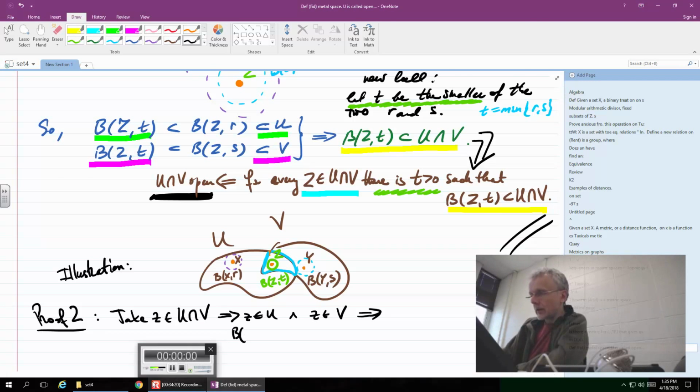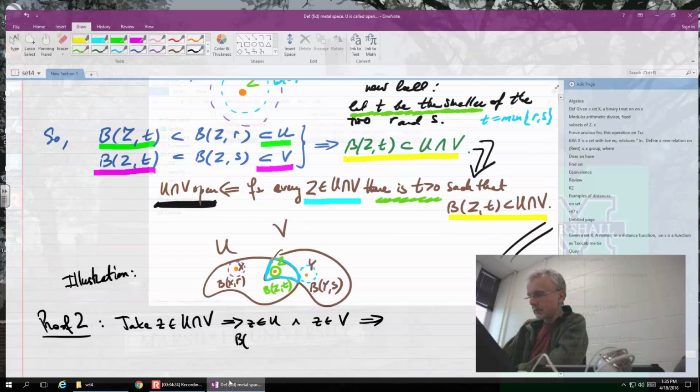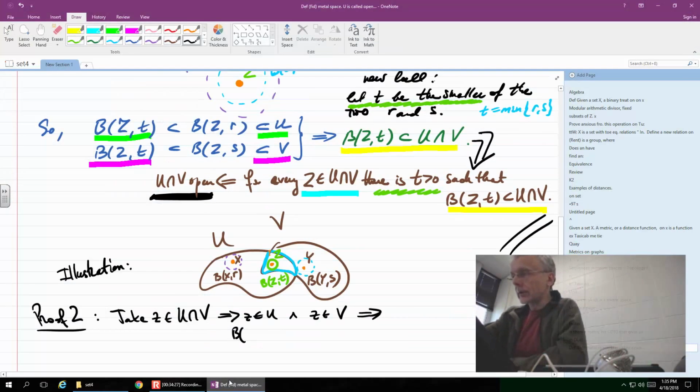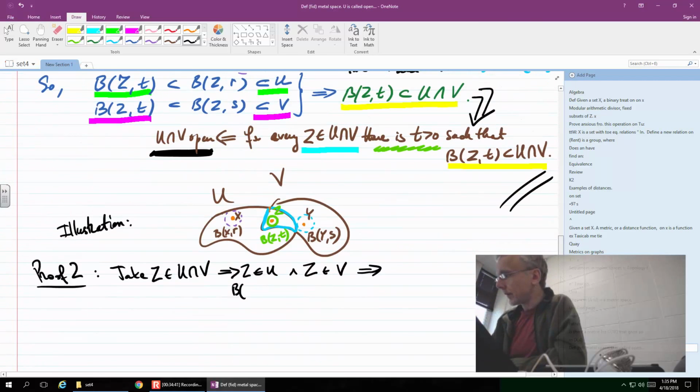I keep switching between capital and not capital, so let's keep it capital. I'm not sure why it's supposed to be capital. Is it capital? It is capital. Okay, well, anyway, z belongs to U, z belongs to V.